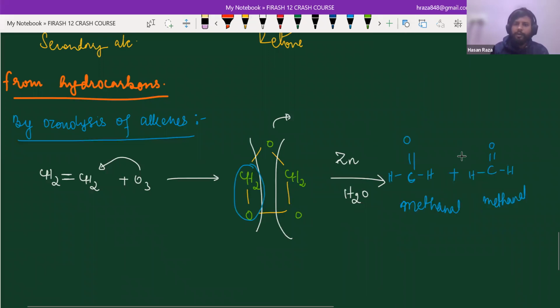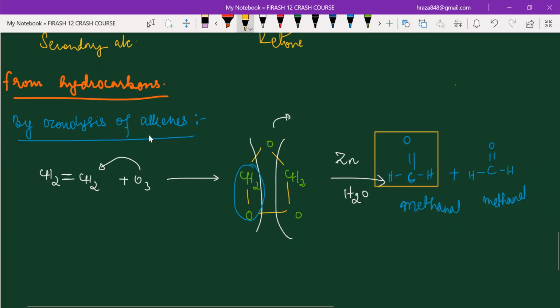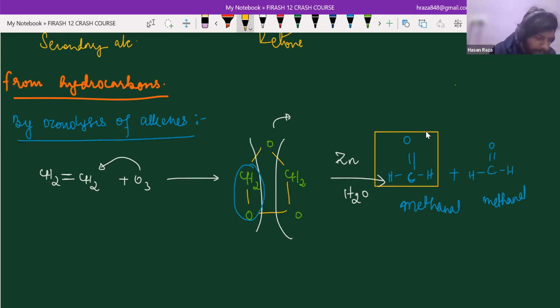So please do write it. This only makes an aldehyde, right? No. Depending upon the reactant, it can make a ketone also. We will take some examples, then you will get it.